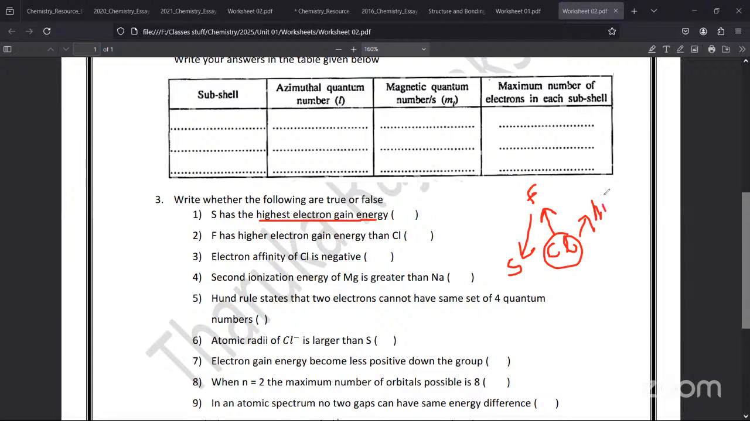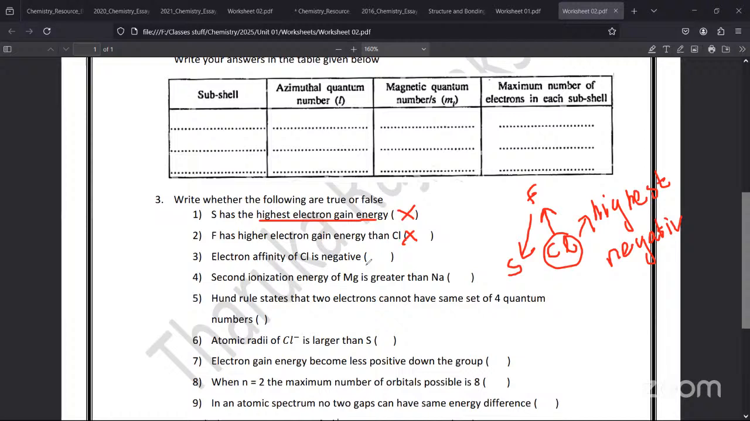You have to remember that when they say highest, you have to take it as highest negative. Highest electron gain energy means highest negative. So this statement is wrong. Next, fluorine has a higher electron gain energy than chlorine. Chlorine is greater than fluorine, so it is wrong.